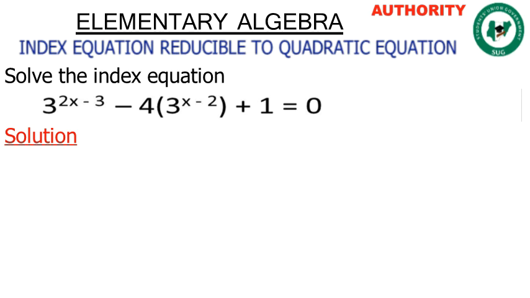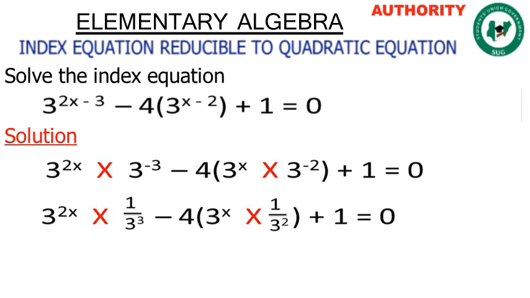Alright, good, let's go. We have 3 raised to power 2x minus 3. Let's split this into 2. In doing so, we are going to have 3 raised to power 2x times 3 raised to power minus 3. If you combine 3 raised to power 2x and 3 raised to power minus 3, you know you're having a multiplication sign in between them, so combining them together will give you 3 raised to power 2x minus 3.